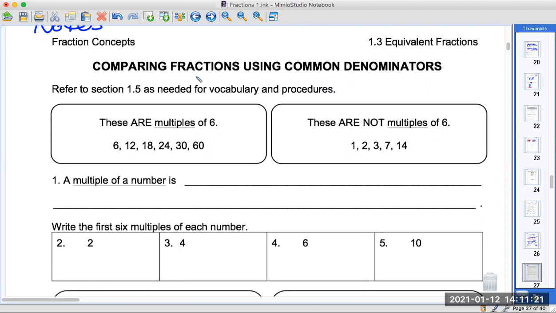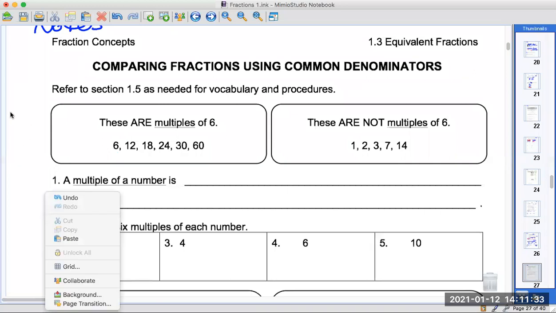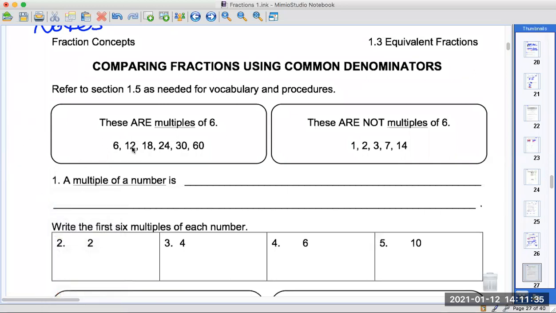Okay. Comparing fractions using common denominators. These are multiples of 6. 6 is a multiple of 6. This is kind of like your times table. 6 times 1 is 6, 6 times 2 is 12, 6 times 3 is 18, and so on and so forth, just like your times table. These are not multiples of 6.